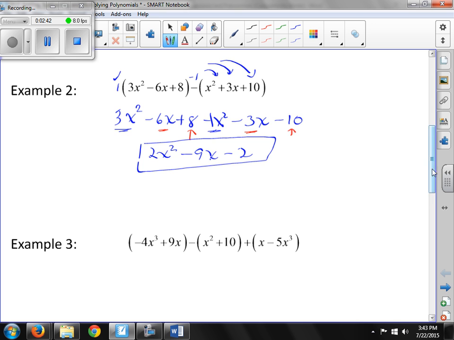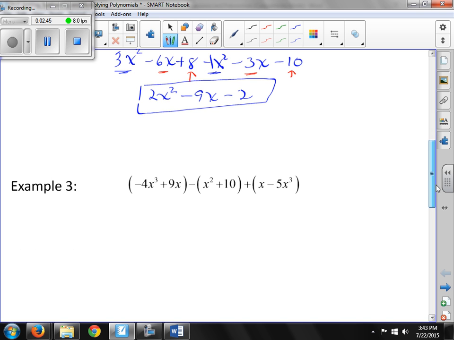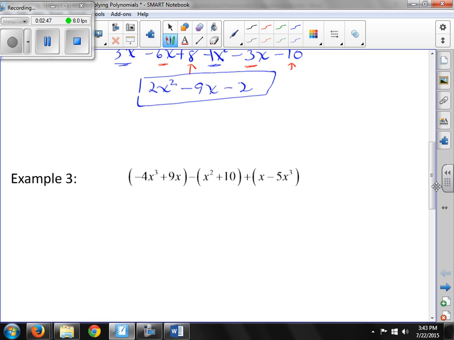Our third example, we're subtracting and adding binomials together in this case. Our first set of parentheses is like distributing a 1, or we can simply take the parentheses off. Negative 4x cubed plus 9x. Here we have a negative, so it's like distributing a negative 1 with those two. So we have negative 1 times x squared would be negative x squared. Negative 1 times 10 would be negative 10. And here we can simply take the parentheses off because there's only a 1 to distribute, which keeps it the same.